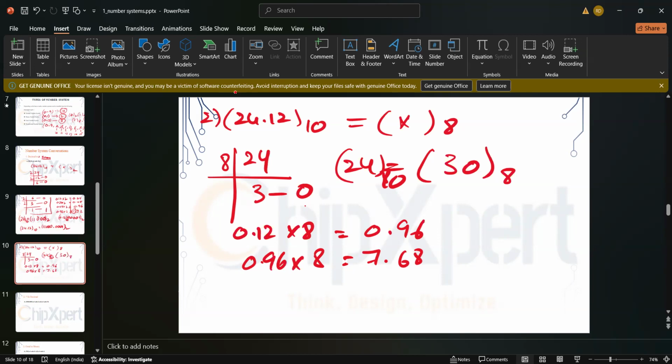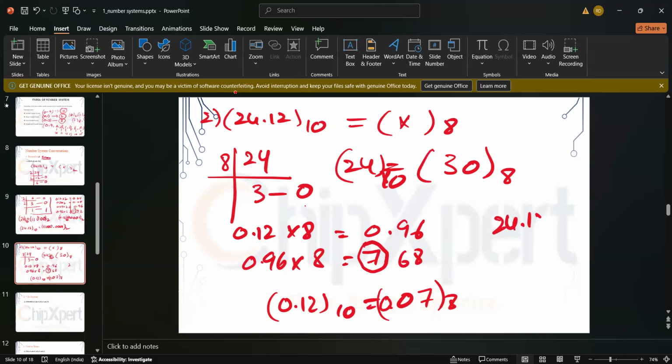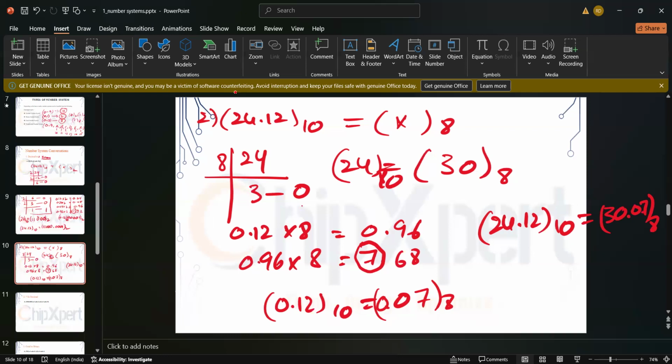Until I get some other value rather than 0, I need to do multiplication, right? I got here some value, 0.128 of decimal number equals to 0.07 of your octal number. That means while combining these two, 24.12 of decimal number equals to, so what was the value you got? 30.07 of your octal number. So this is how we are going to convert our decimal number to octal number.